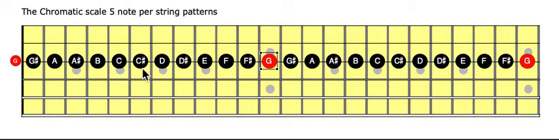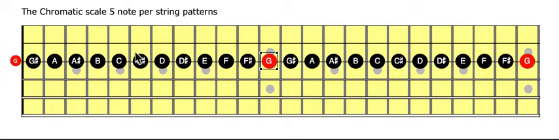the sixth is C chromatic scale, the seventh is C sharp chromatic scale, the eighth is D chromatic scale, the ninth is D sharp chromatic scale, the tenth is E chromatic scale, the eleventh is F chromatic scale, and the twelfth is F sharp chromatic scale, and back to G. So you have 12 different chromatic scales within this band here.